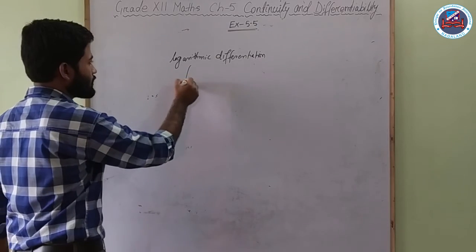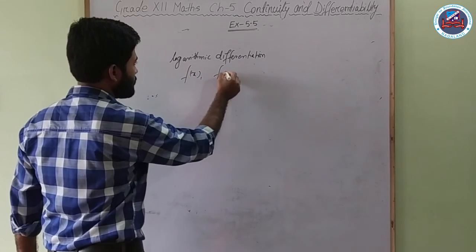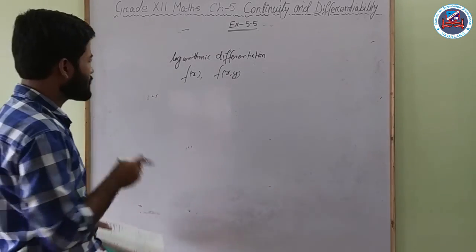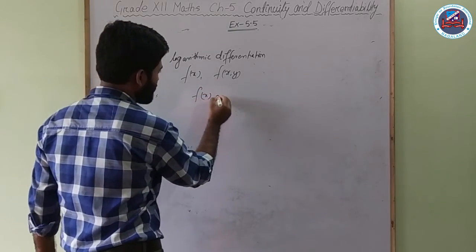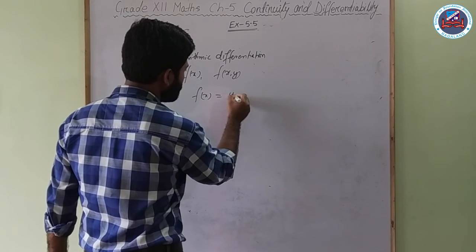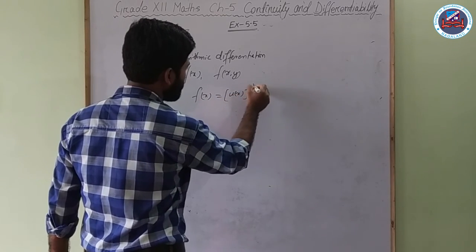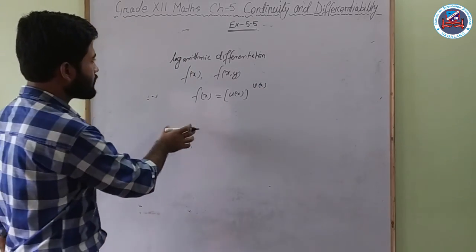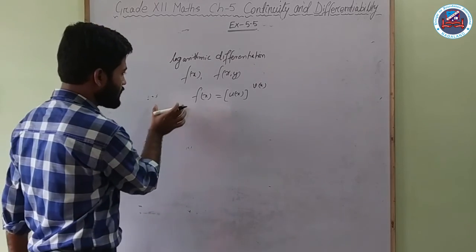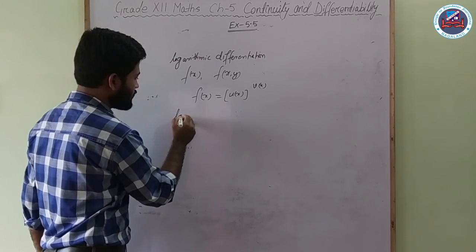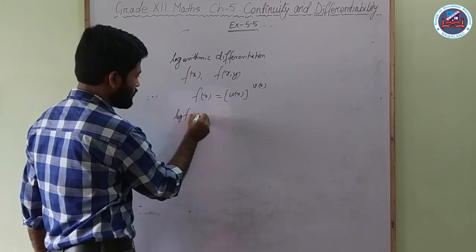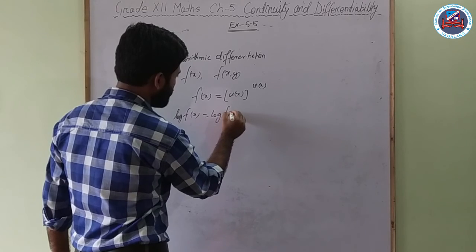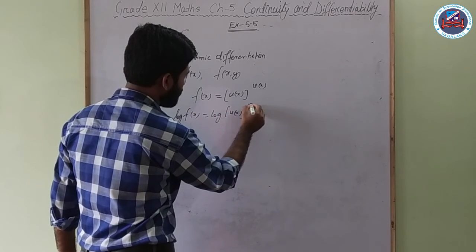So till now you have got functions like f of x, and we have done the derivative of such functions. But if we have a special kind of function like f of x is equal to u(x) to the power v(x), then how to do it? In such a case, we can use logarithmic differentiation. That means if you take the log on both sides, we should have log f(x) is equal to log of u(x) to the power v(x).